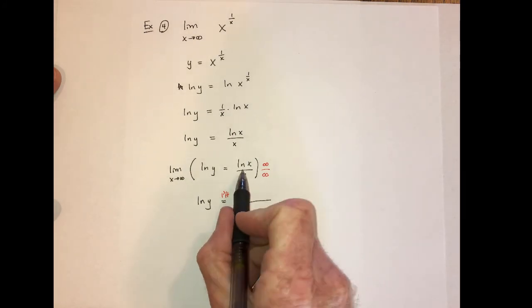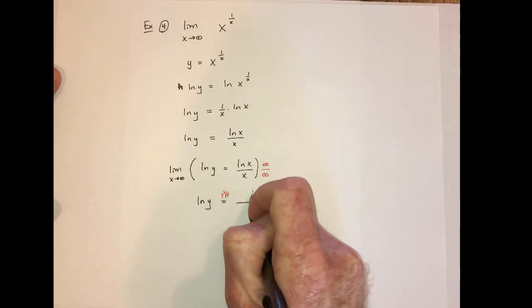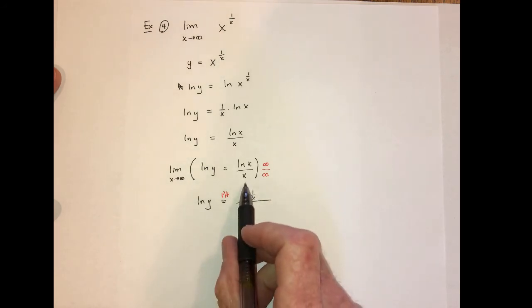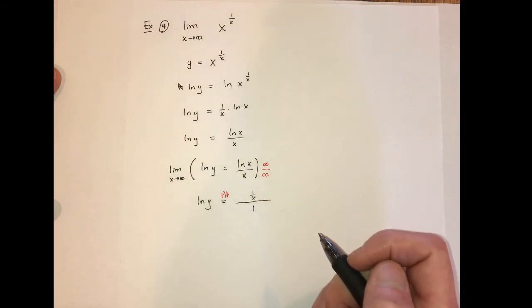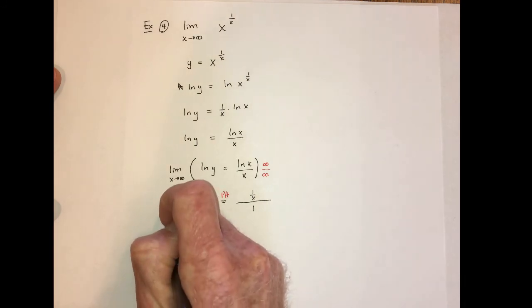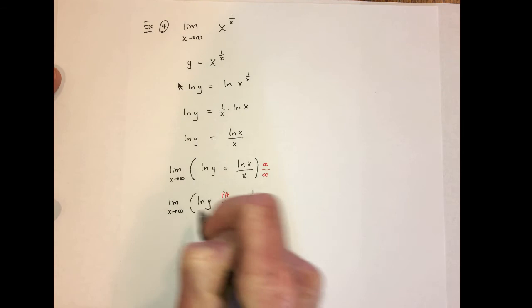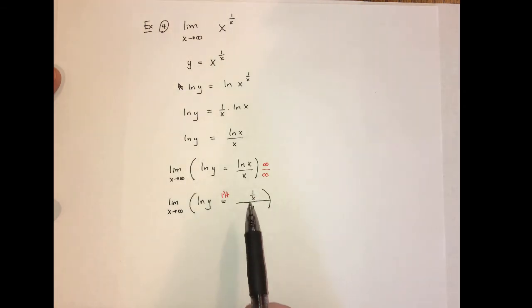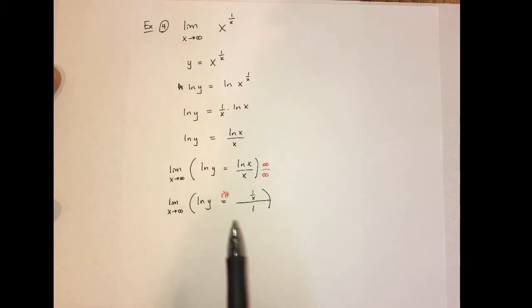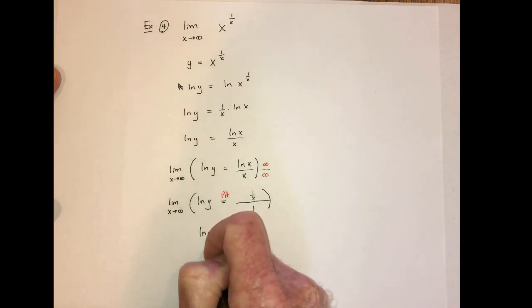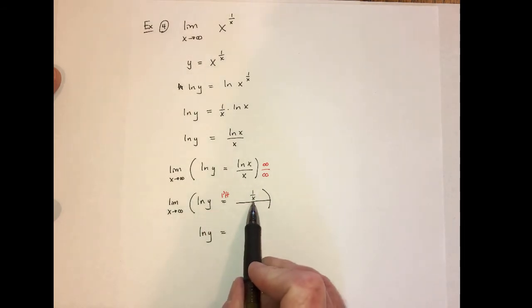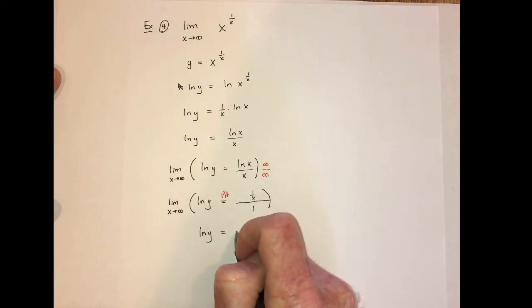And for the numerator, the derivative of the natural log of x, that's going to be 1 over x. And on the bottom, the derivative is 1. Now keep in mind it's still the limit as x is going to infinity. And so this part right here is going to become 1 divided by infinity, and 1 divided by infinity is equal to 0. So this becomes a 0.